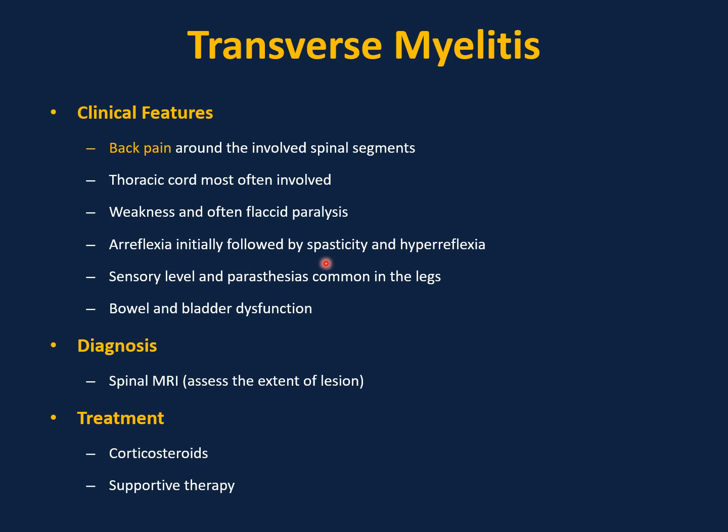Areflexia initially, then followed by spasticity and hyperreflexia. Sensory level and paresthesia common in the legs. Bowel and bladder dysfunction also can occur. Diagnosis: spinal MRI is diagnostic. Treatment is corticosteroid and supportive therapy.